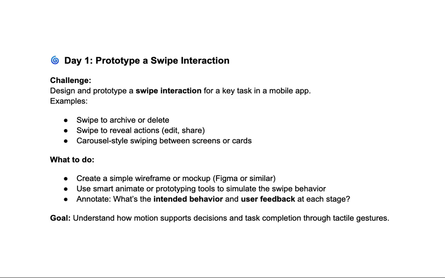So day one here is prototype a swipe interaction. Design a swipe interaction for a key task in a mobile app. The examples we have here are swipe to archive or delete, swipe to reveal actions, carousel type swiping. It could be approval, disapproval, but anything that you would use to swipe. And it could be something relatively novel. Maybe it's an app that connects two phones and you swipe to throw something to someone on another phone.